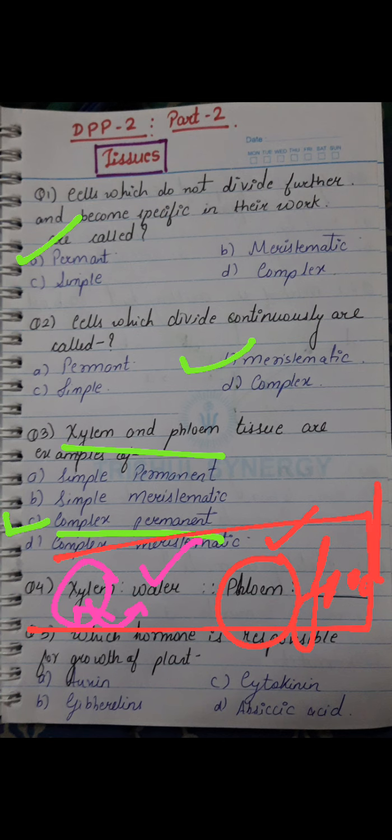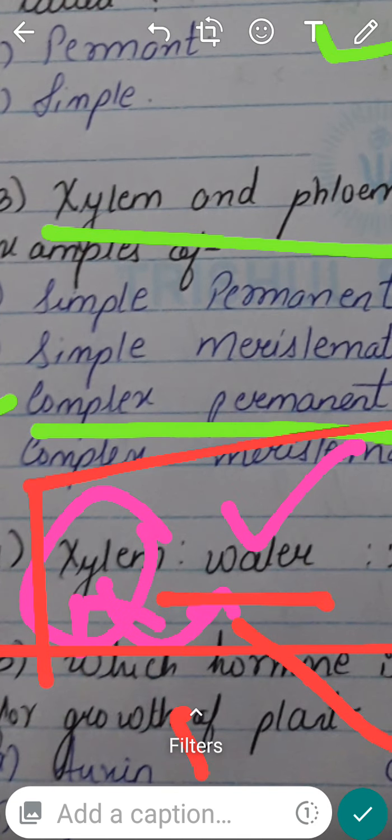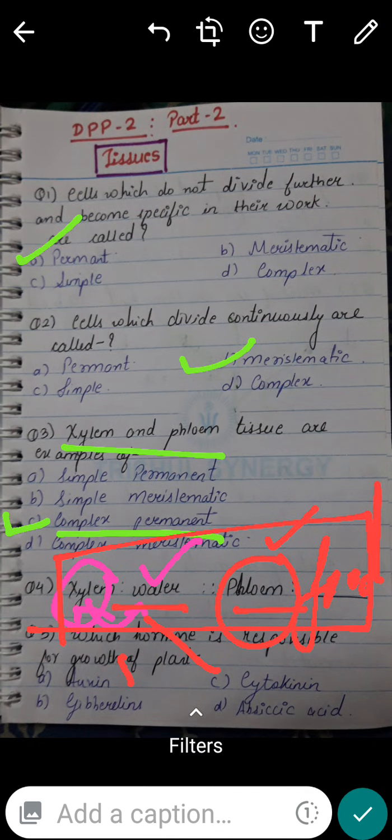In this type of question, particularly ratio and proportion, you need a deep understanding of the topic. When we see two dots here, it means you have to find the relationship between the first word and the second word. Okay, let's move on to the next question.